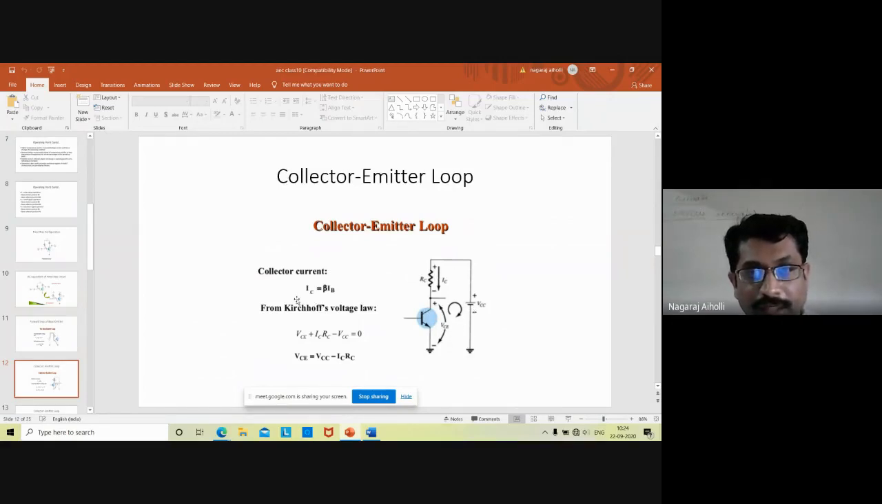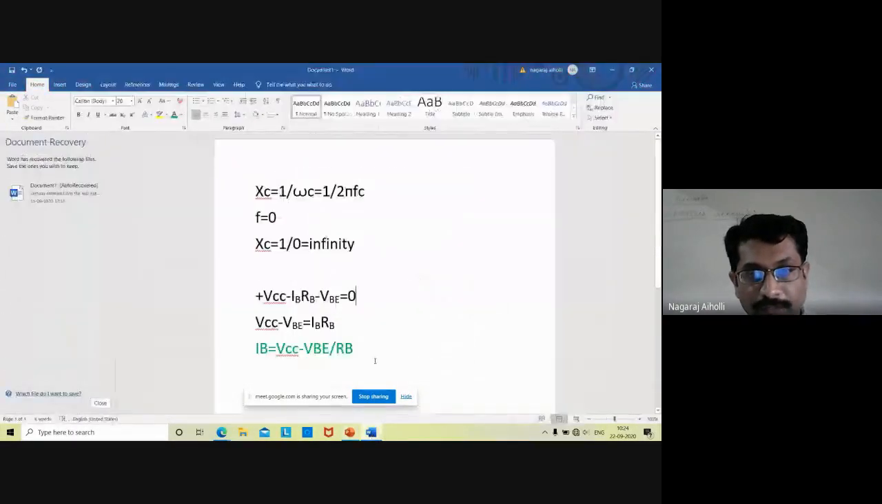Now we know that the collector current IC is beta times IB. We know this equation, correct? Now let us write the KVL equation for the output loop. I will go from here: plus VCE, negative to positive, increase in energy, then plus ICRC, negative to positive, then minus VCC, positive to negative, equal to 0. What will be the equation, students?